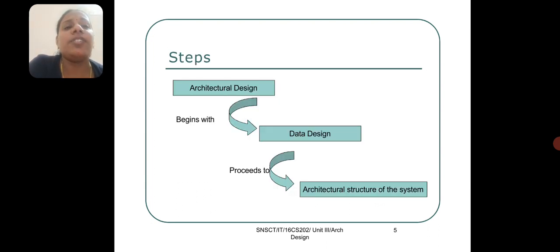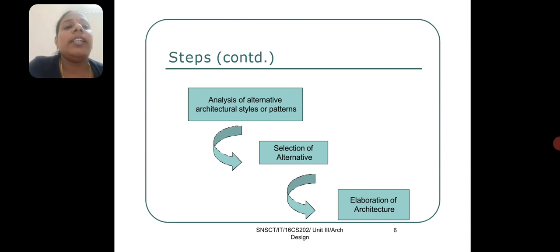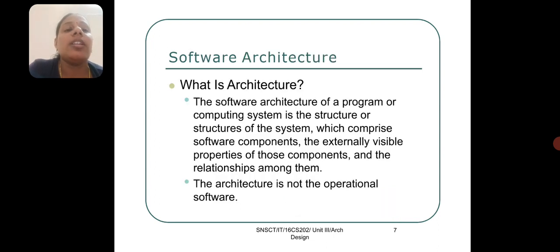So the steps: first begins with architectural design, then data design, then architectural structure of the system. Then analysis of alternative architectural styles or patterns, selection of alternatives and elaboration of architecture. So finally, what is software architecture? Before that, what is architecture?